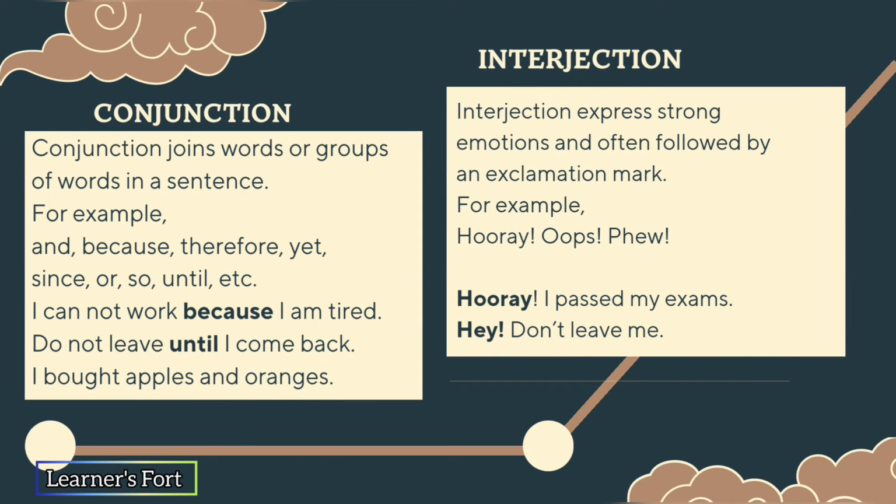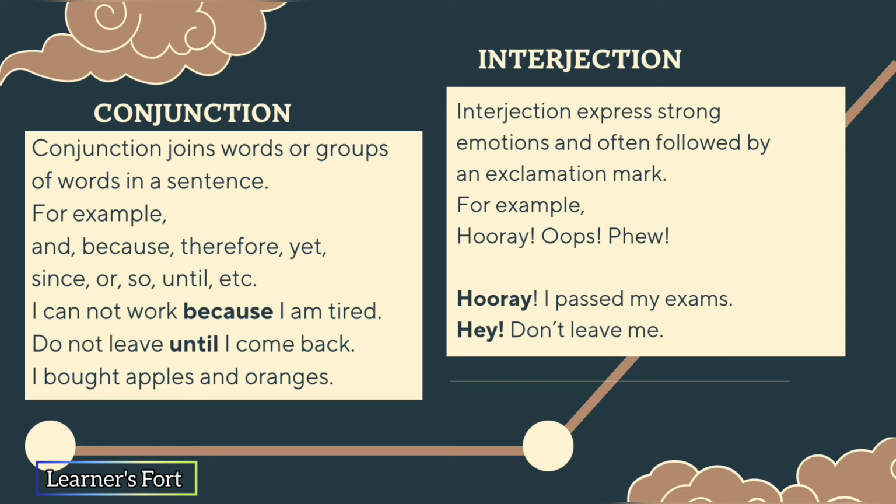Now let's talk about conjunctions. Conjunctions are the words which join different words, statements, or groups of words in a sentence together. You may call them the joining words. If you have two clauses or two statements and you want to join them together to create a full sentence with a proper meaning, you're going to use conjunctions for that. For example, and, because, therefore, yet, since, or, so, until are some examples of conjunctions.